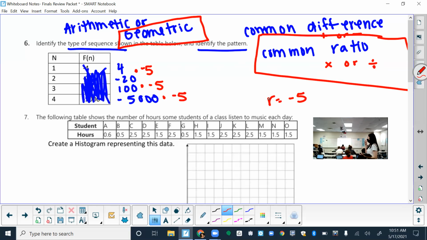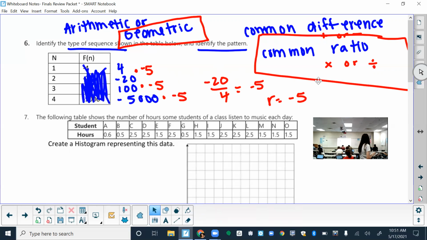Questions about this one? All right, just a side note, I don't know if this will be really that important, but you find your common ratio by taking each term and dividing it by the previous term. All right, Sloan, you had your hand up? Number 7. All right, about to scroll down.